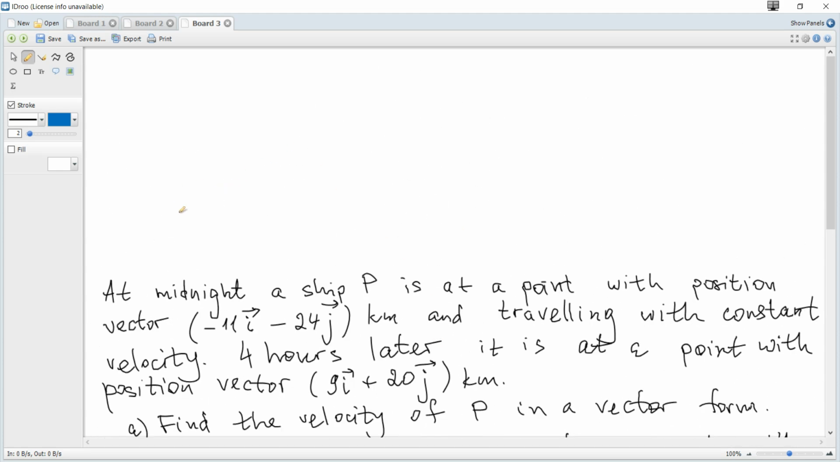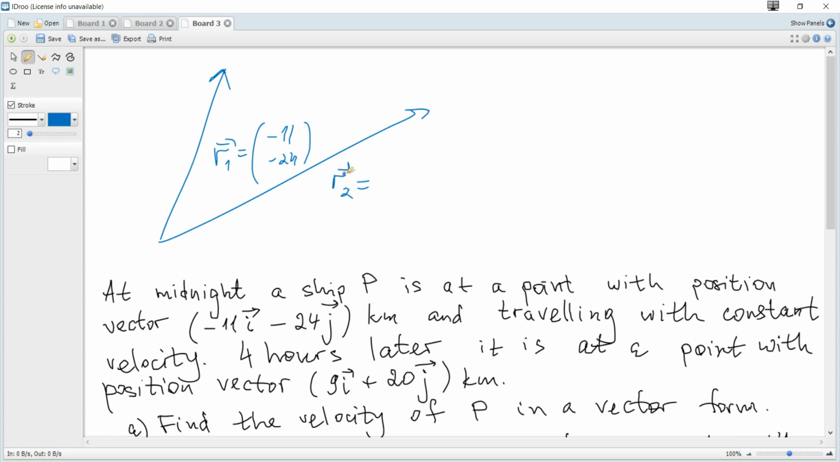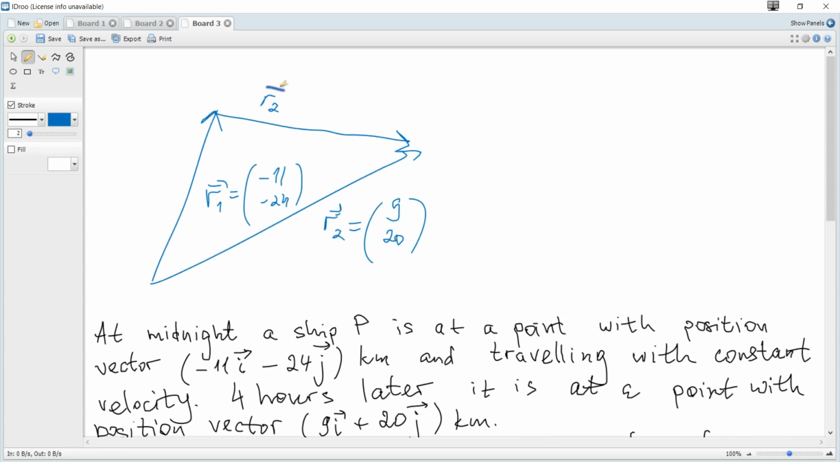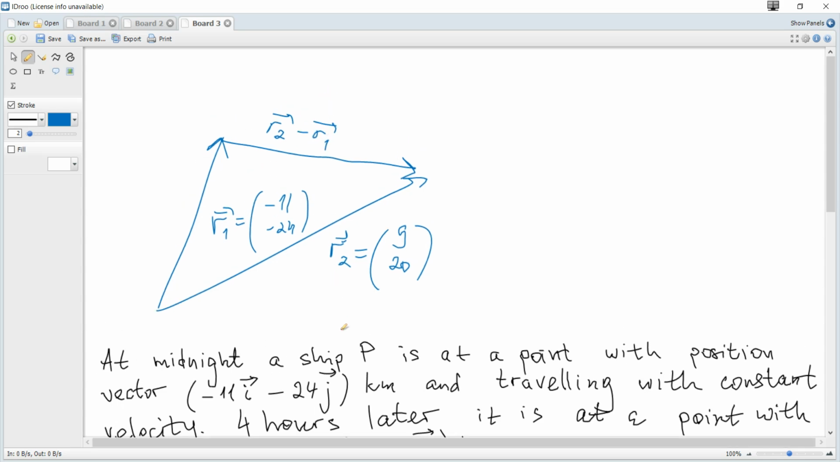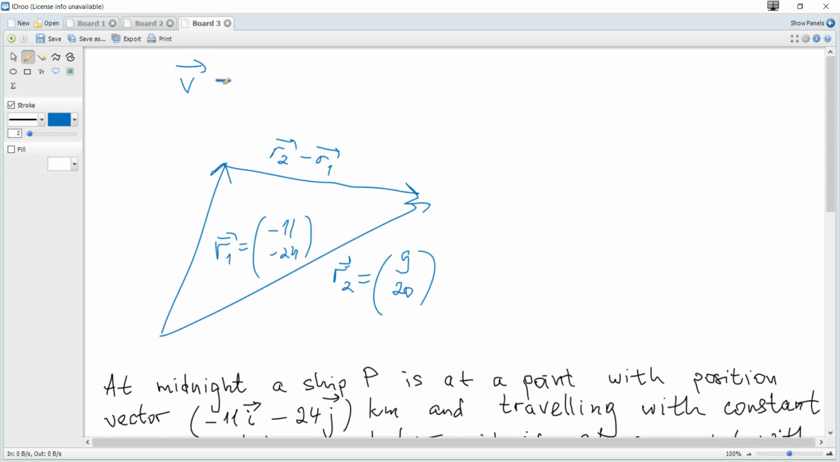So, initially, this particle is at a point with position vector, let it be R1, and 4 hours later, it's at a point with position vector, let it be R2. The coordinates of R1 are (-11, -24), and R2 is (9, 20). If we consider the difference, R2 vector minus R1 vector, it's the displacement vector. And the velocity vector can be found as this displacement vector divided by time.